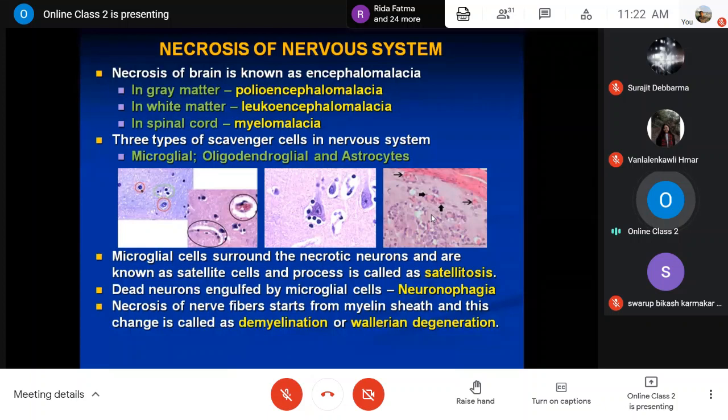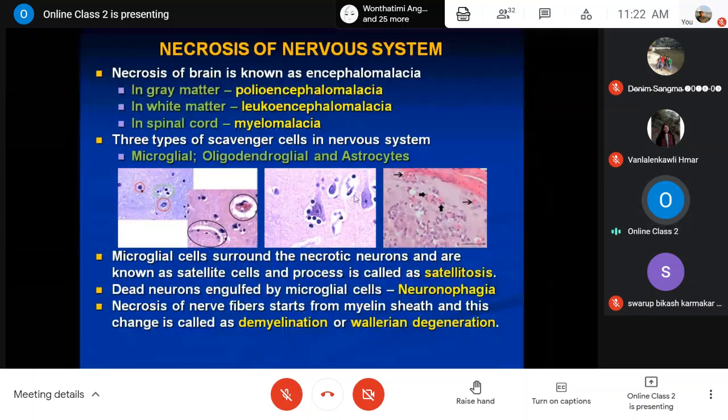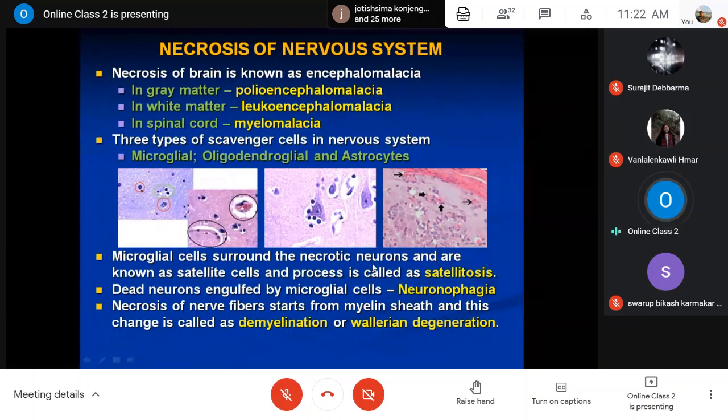So these are the three different types of cells involved in necrosis in the nervous system. The three types of glial cells may be observed and found in the nervous system: microglial cells, oligodendroglial cells, and astrocytes, as I'm showing in the different pictures here. The microglial cells surround the necrotic neurons, and they are known as satellite cells. The process of surrounding the dead neurons by the microglial cells is known as satellitosis.